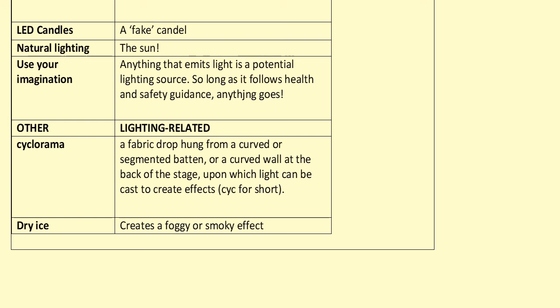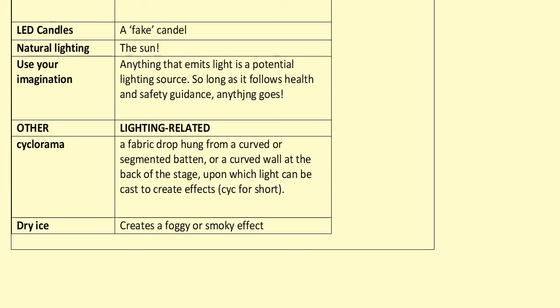Cyclorama or cyc. There's one actually in the school hall. Now this might not seem like something to do with lighting, but it definitely is. It's because it reflects light, and also you can project things upon a cyclorama. It's basically that massive piece of white fabric that is hung. It's in a kind of a concave shape. That just means it curves in itself.